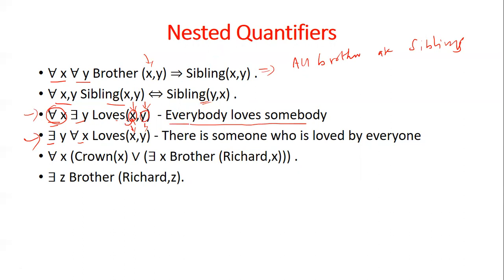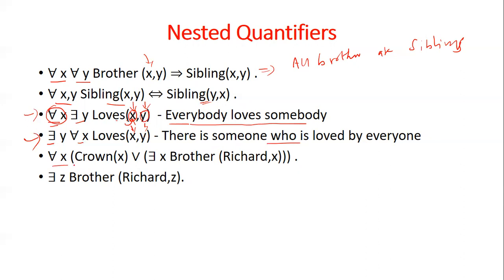So everybody loves somebody, right? But here, there is someone who is loved by everyone. Okay. There is someone who is loved by everyone. So basically that's what it says. Okay. So here X loves Y. Basically this statement means that there is someone who is loved by everyone.